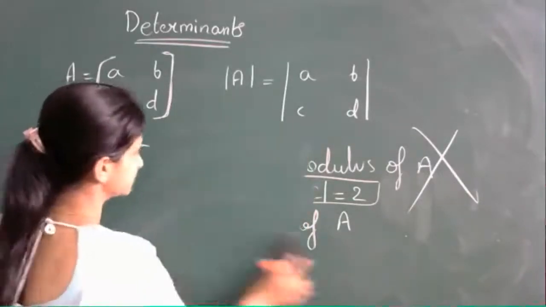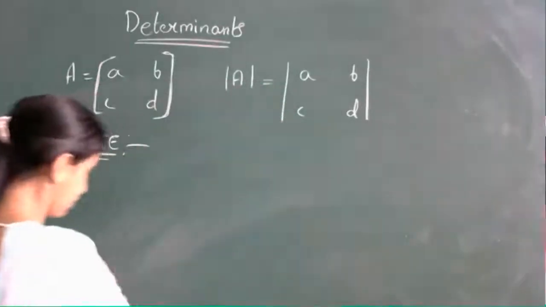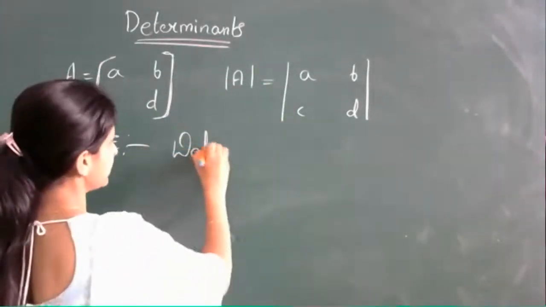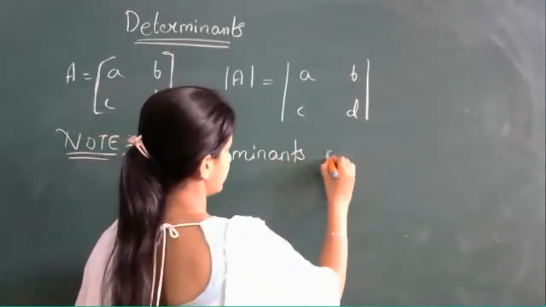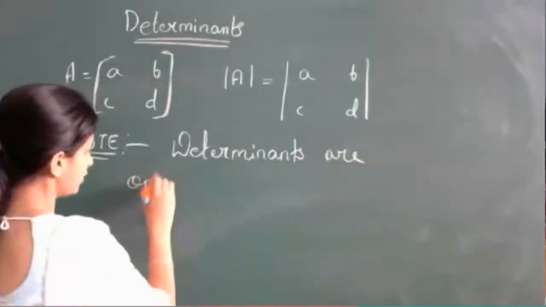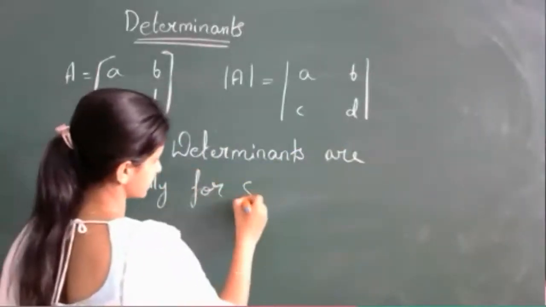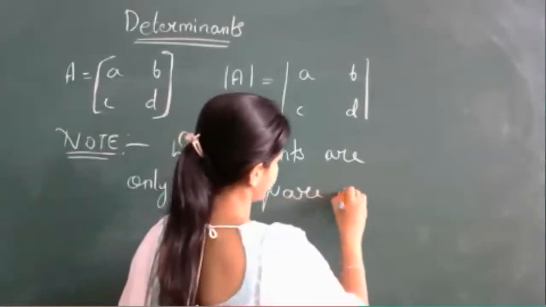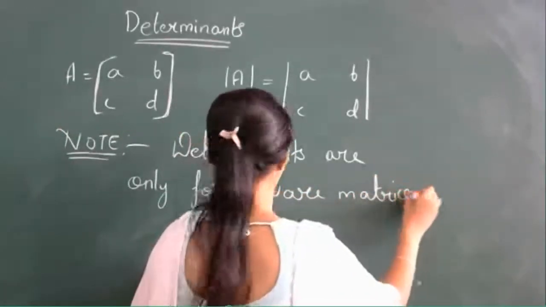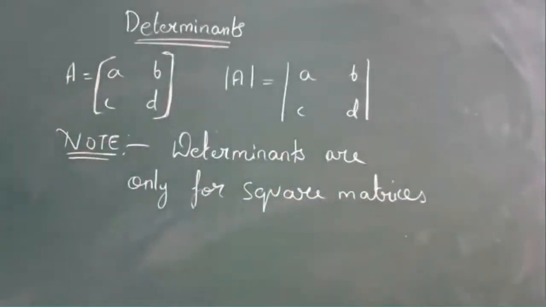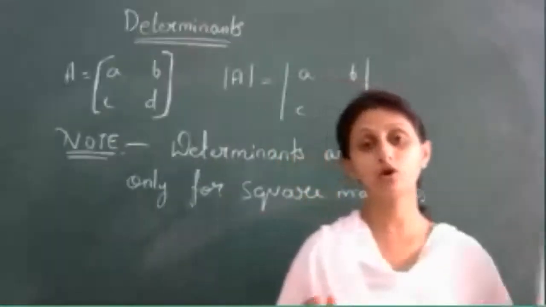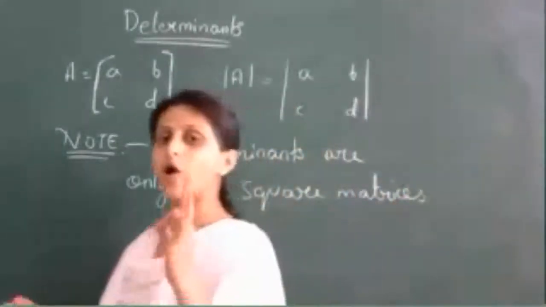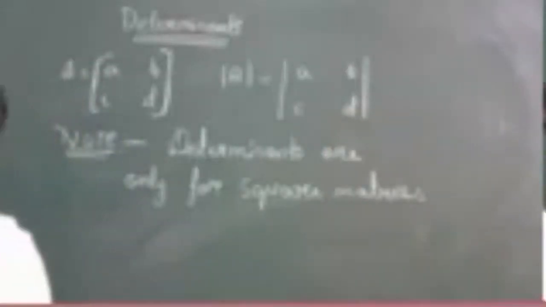Second important note is we can find the determinant of only square matrices. Determinants are only for square matrices. Very important, students. Determinants are found only for square matrices. So, in this whole topic, whenever I speak about matrices or determinants of matrices, I will always be speaking about only square matrices, students.